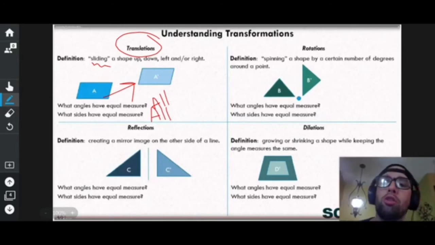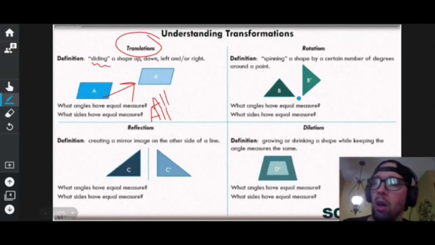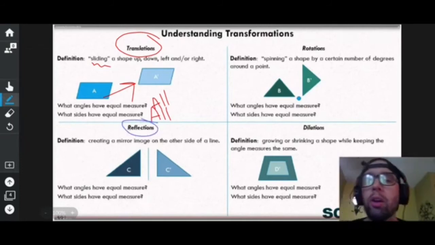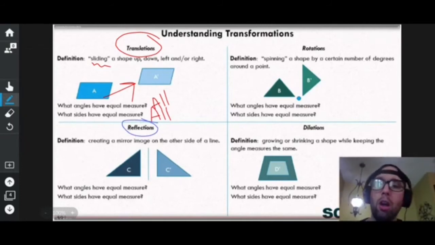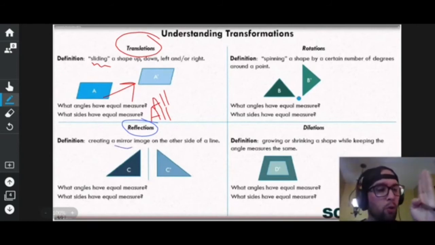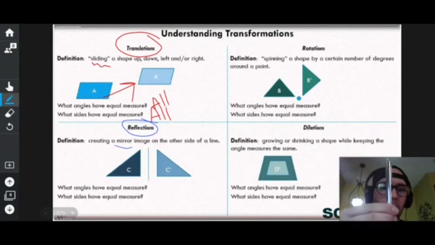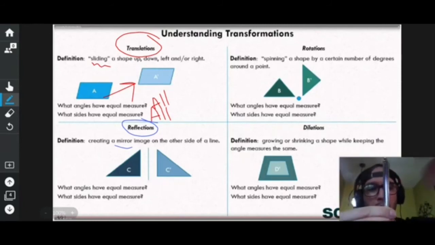Okay, so your shape doesn't change. It's like if you were to play Tetris and you just go left or right and don't rotate anything, that's a translation. A reflection, right below it, is exactly what it sounds like, a mirror image. If we were to put a mirror right in the middle, and I were to put an object right here, it's going to be the same distance.